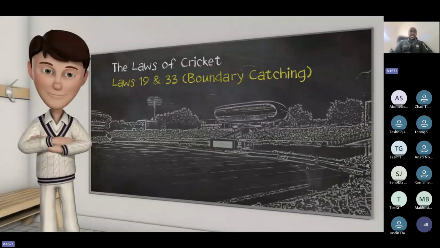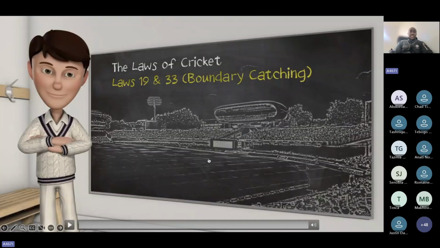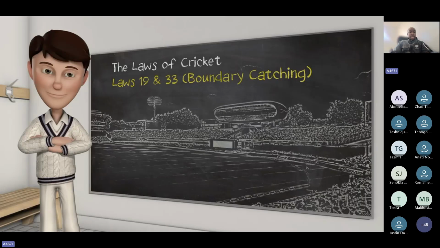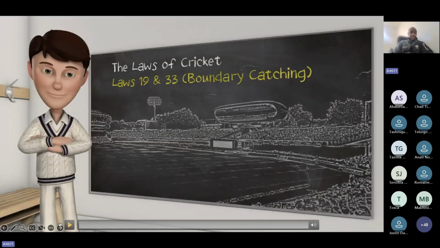Now let's watch a video explaining to us boundary catching and the challenges that umpires face or need to consider whether to award boundary 6 or boundary 4 or out caught. Boundary catching.